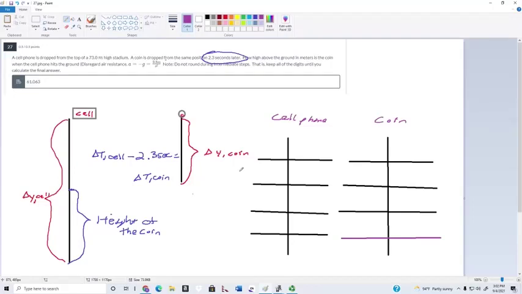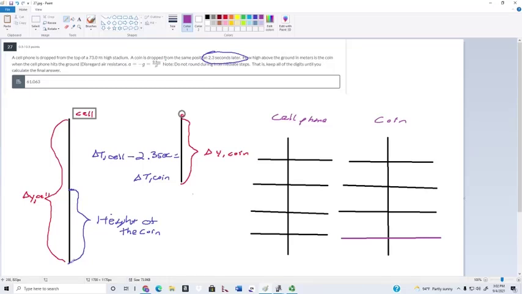So you've got a cell phone that is being dropped from the top of a 73-meter, that's my numbers, your number will be different, 73-meter high stadium. And as the cell phone is dropping, the time is clicking, and 2.3 seconds later, a coin is dropped from the same height. So now both the coin and the cell are dropping at the same time.